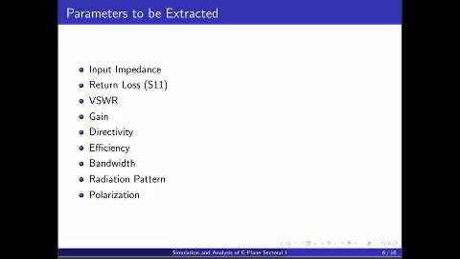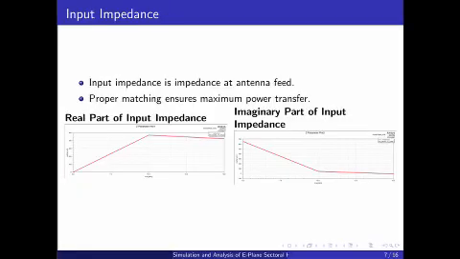Okay, so now we can see the parameters to be extracted. These are the parameters we need to extract. Now we can see them one by one. The first parameter is input impedance. Input impedance is the impedance seen at the feed point of the antenna. It has two parts, real part and imaginary part. For maximum power transfer, the antenna impedance should match the feed line impedance, usually 50 ohms. If impedance is mismatched, power gets reflected, and antenna performance degrades. Therefore, the input impedance plot helps us understand how well the antenna is matched over frequency.